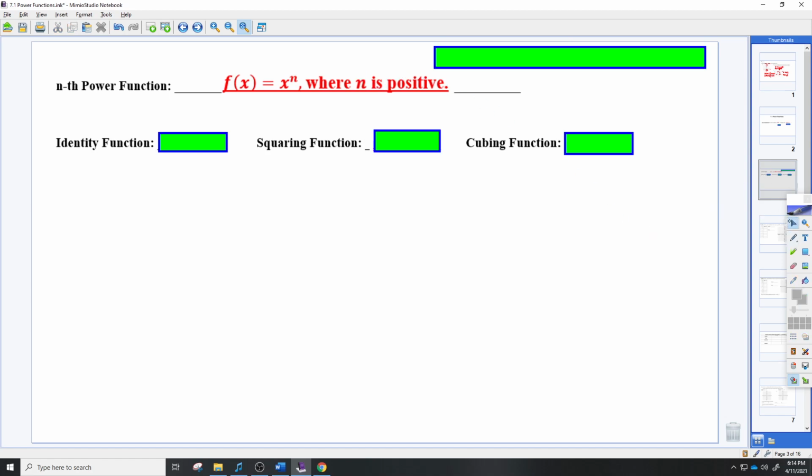And we're only going to be looking at whole numbers, like integers. So we have three different types. We have the identity function, that is whenever the n value up there is 1. So we say f of x equals just x, or x to the first. It means the same thing.